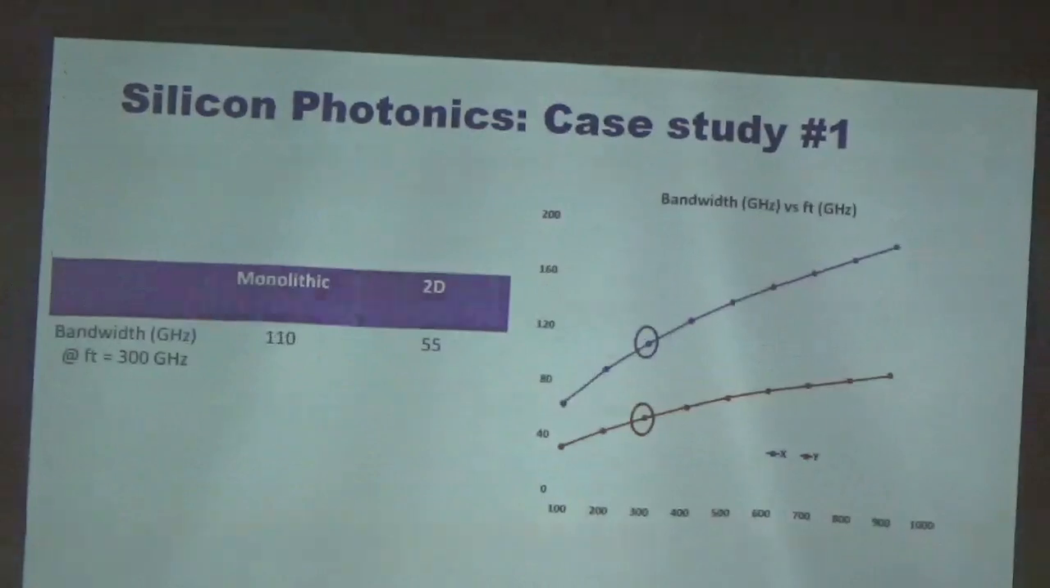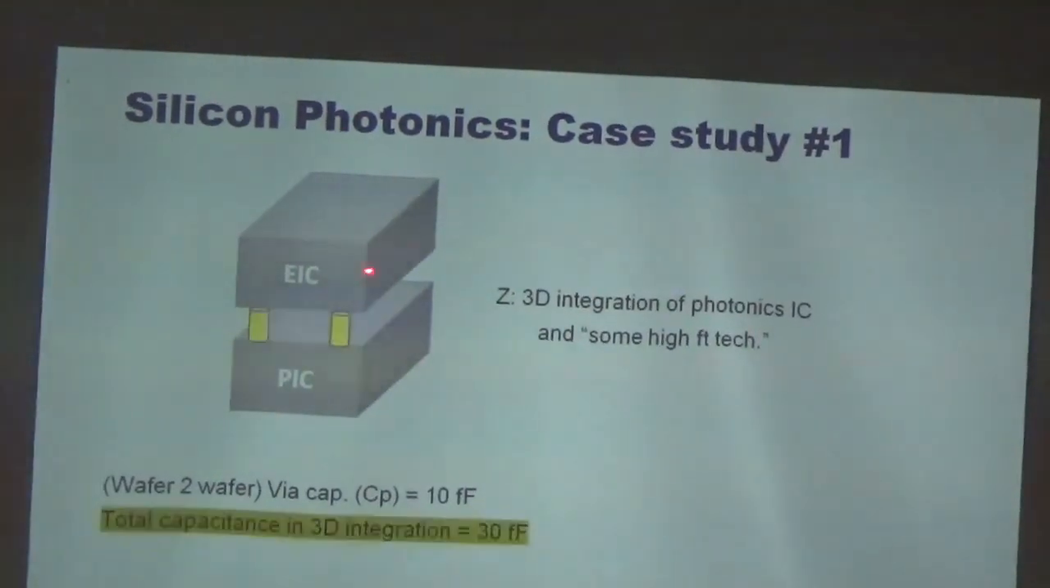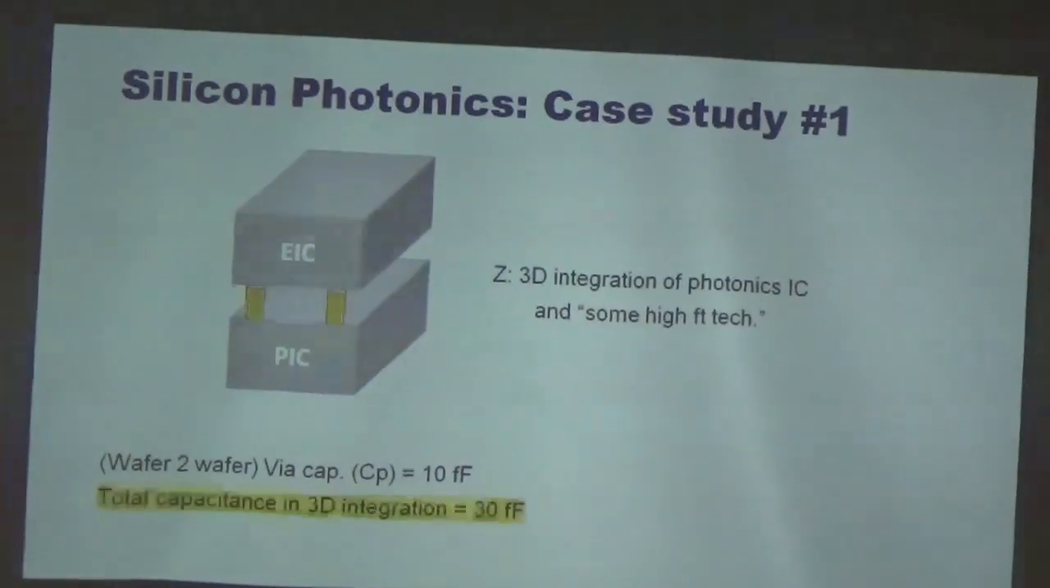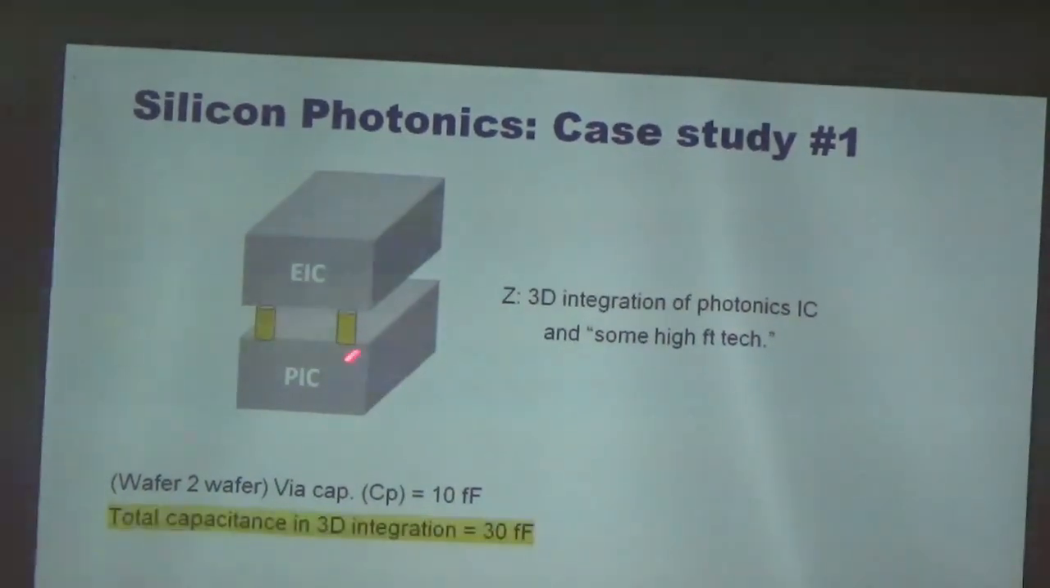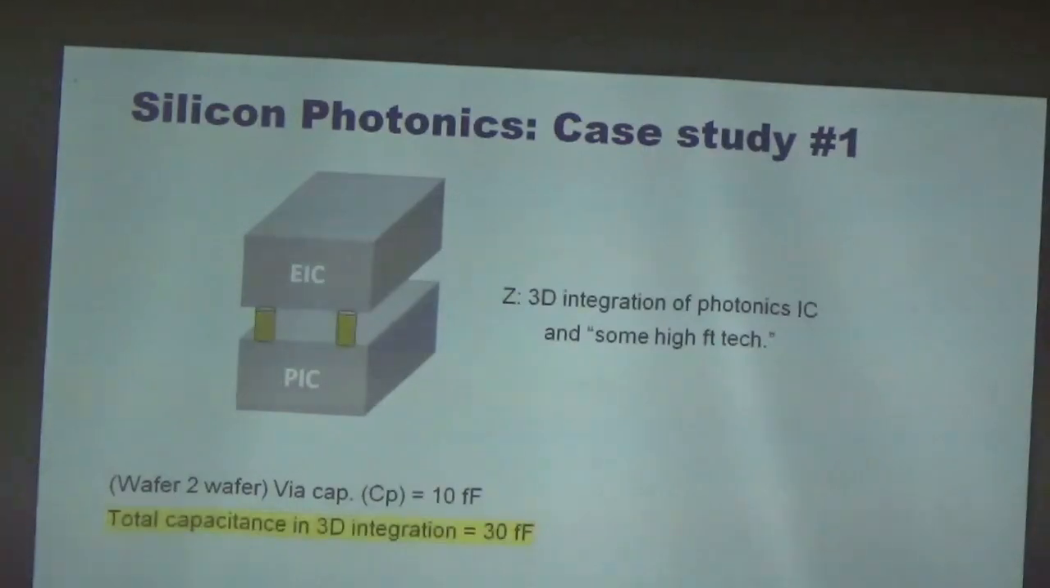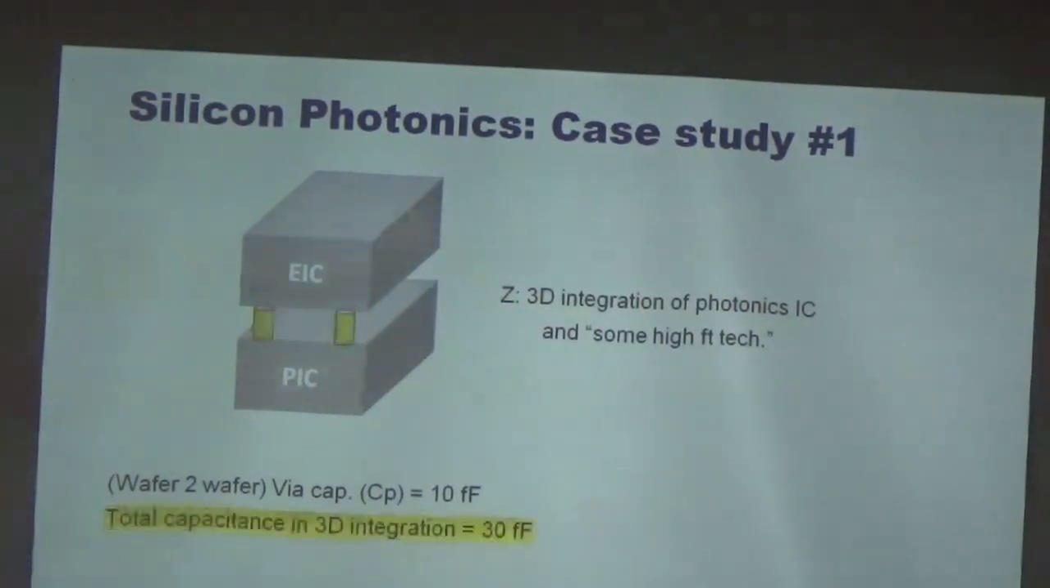Let's move to one more type of integration. This is called 3D integration. Rather than placing 2 dies nearby, one die is kept on top of another. So this is how you can minimize the interconnect. When we do this kind of bonding, the capacitance comes out to be around 30 femto. So it is almost similar to 20 femto, slightly higher, but lesser than the 2D integration.